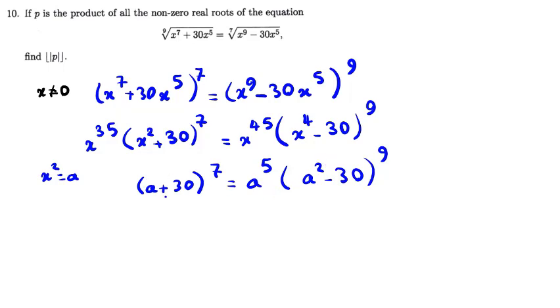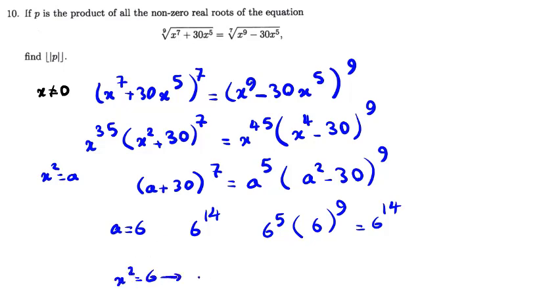If you check a equals 6, here we have 36, here we have 36. So let's check if a is 6. Here we have 36, 6 to the power of 14. Here we have 6 to the power of 5, 36 minus 36 to the power of 9. Well, it will be 6 to the power of 14. Okay, so a equals 6 is an answer. So x squared is 6, so x is plus minus root 6.